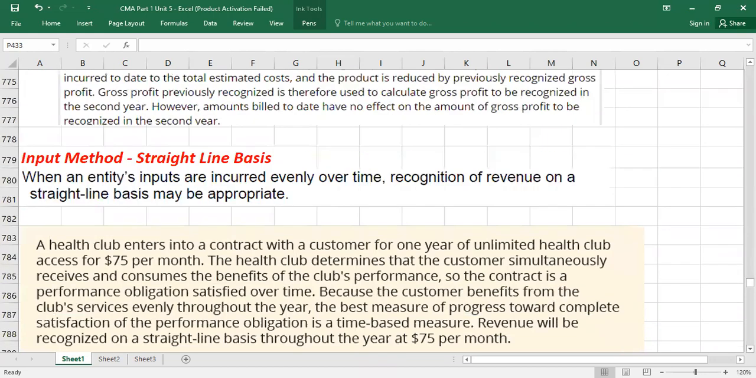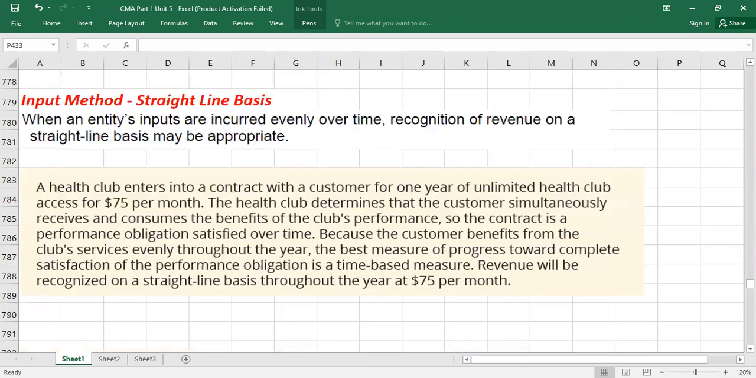Now, guys, there is one more point. Again, it is input method. Which method? Input method. But sometimes revenue can be recognized based on what? You don't need to calculate percentage of completion. Simply on straight line basis, you can record the revenue. For example, I'm just giving example. First, have a look what it's written here. This is the important point to solve critical questions.